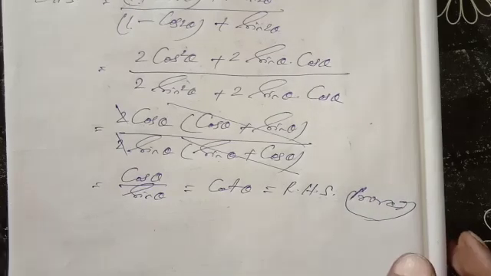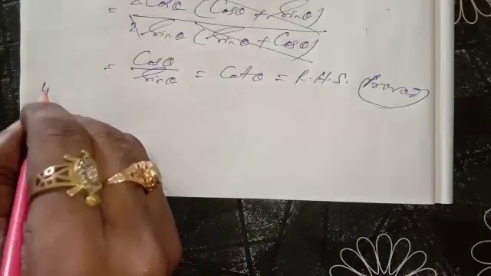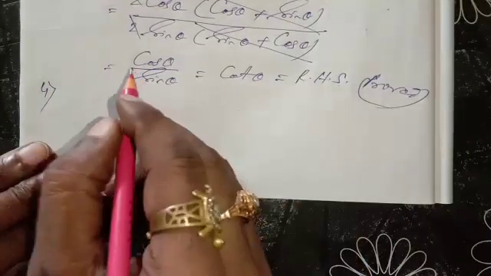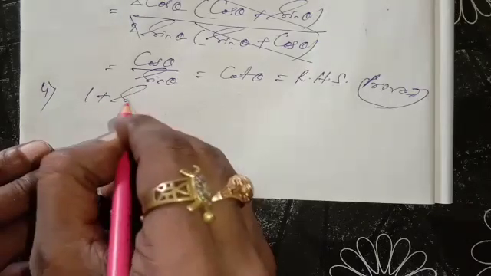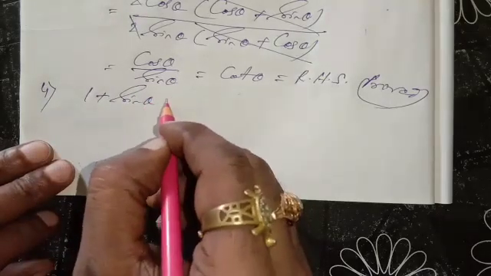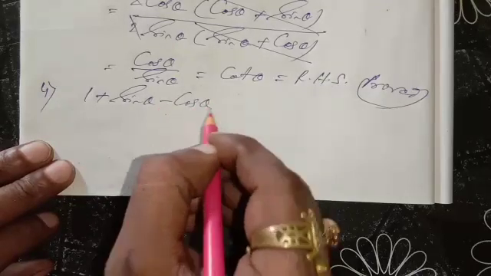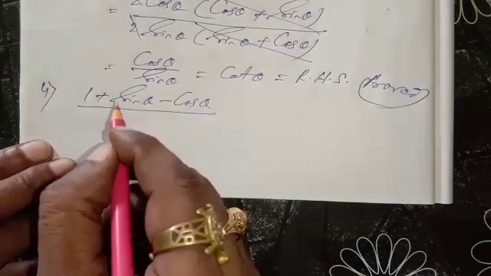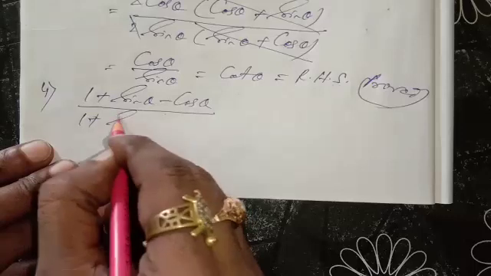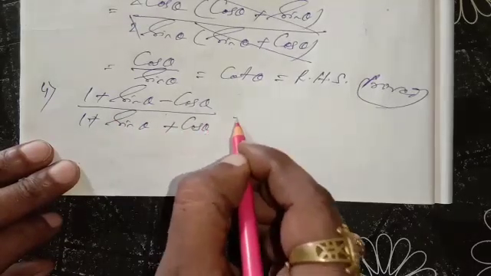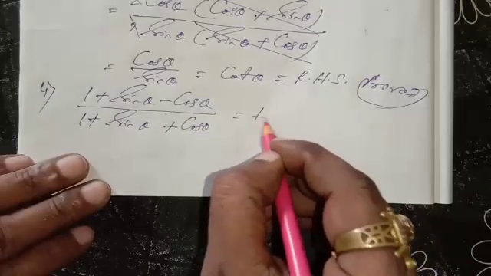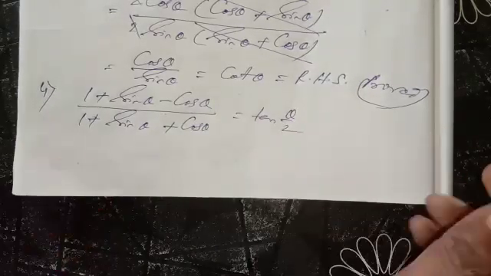Okay, let us take one more question. Question number 4, you have to prove: 1 plus sin theta minus cos theta, here you have to apply the submultiple angle formula, and 1 plus sin theta plus cos theta is equal to tan theta by 2. Tan theta by 2. Okay.